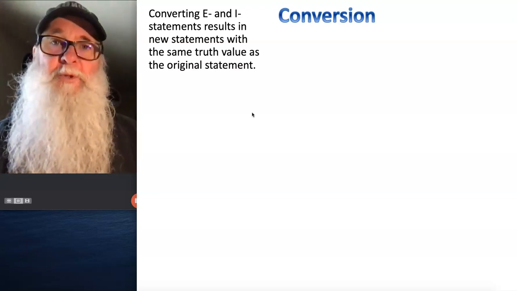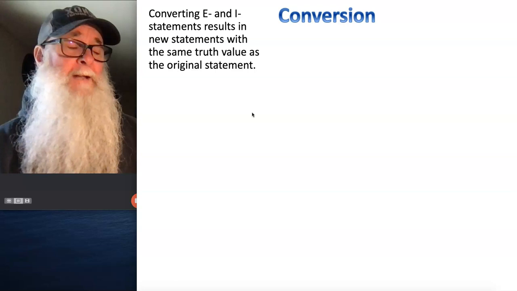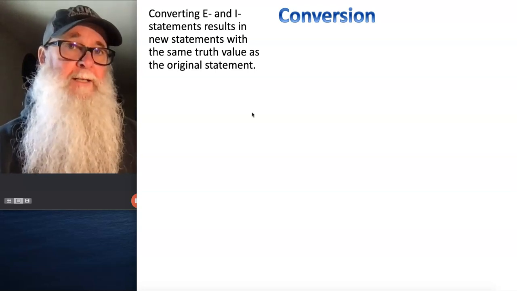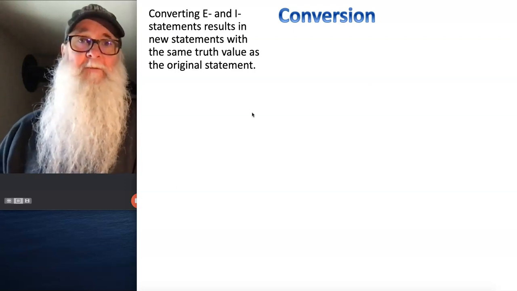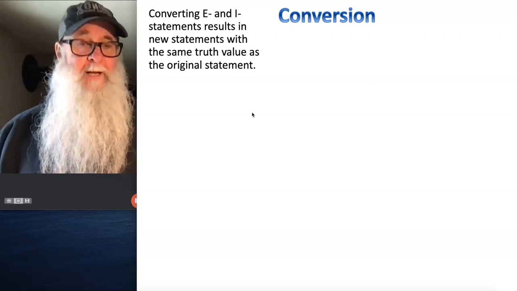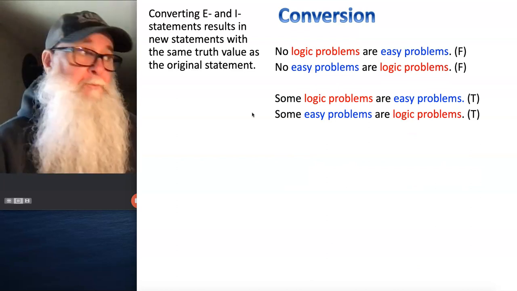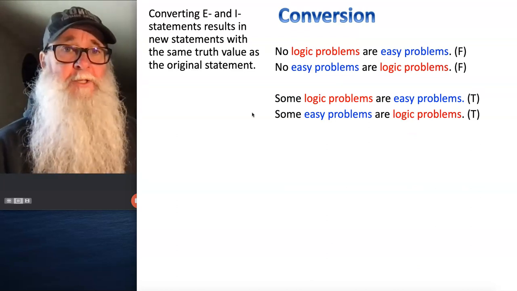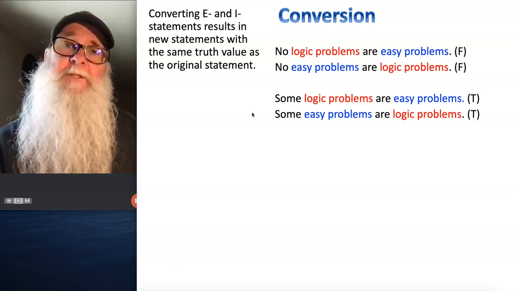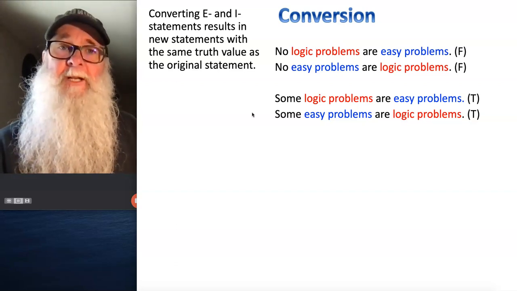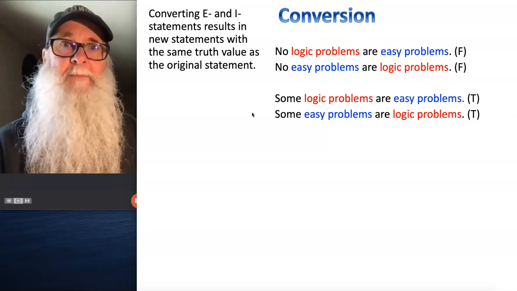Conversion is when you switch the positions of the subject and predicate terms, and when you do that to E and I statements, you end up with a new statement that has the exact same truth value as the statement you applied the operation of conversion to. So here you have, for example, a pair of E statements. No logic problems are easy problems, and we're told that's false. And if we switch the position of the subject and predicate terms to generate no easy problems are logic problems, that statement will also be false.